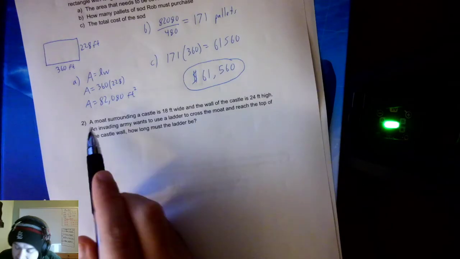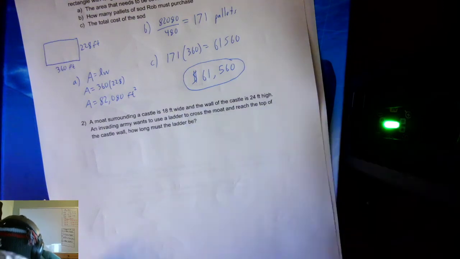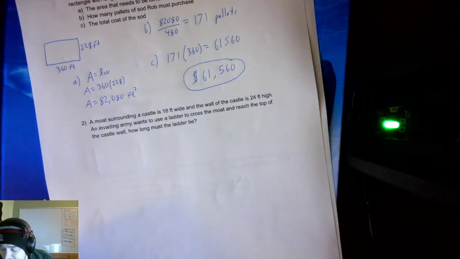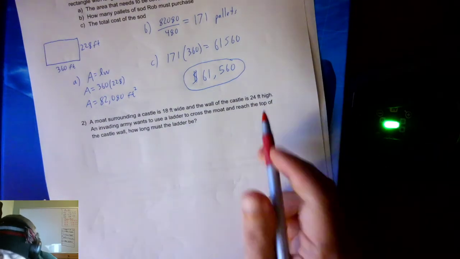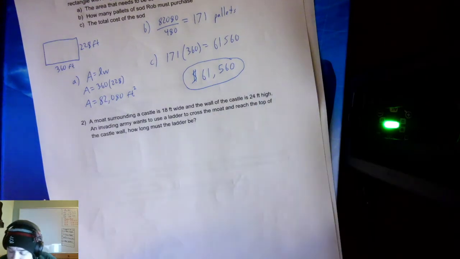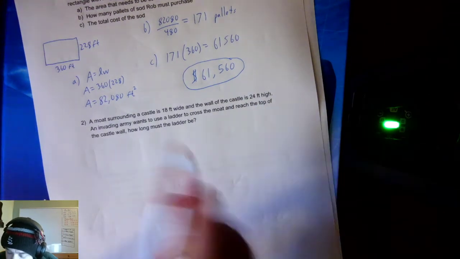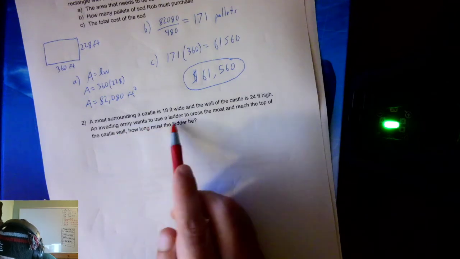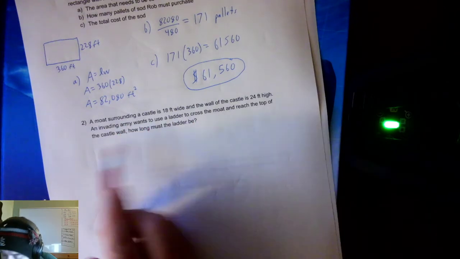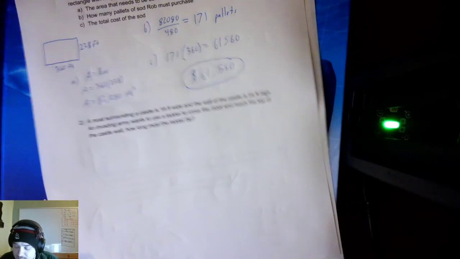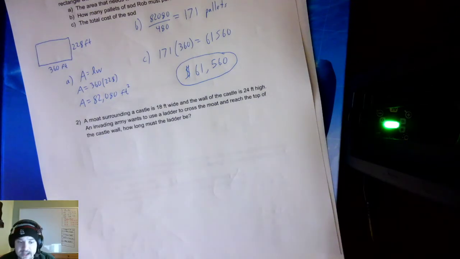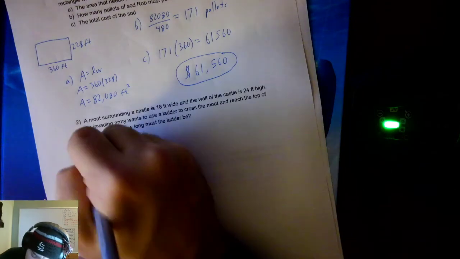The second question: a moat surrounding a castle is 18 feet wide, and the wall of the castle is 24 feet high. So I have a wall of a castle and a moat surrounding the castle. An invading army wants to use a ladder to cross the moat and reach the top of the castle wall. How long must the ladder be? So the first thing I want to do is, what shape am I actually talking about? What is going on in this picture? So I'm going to draw some things.